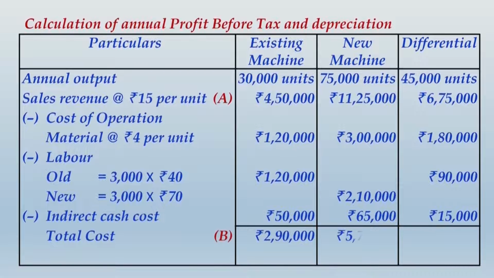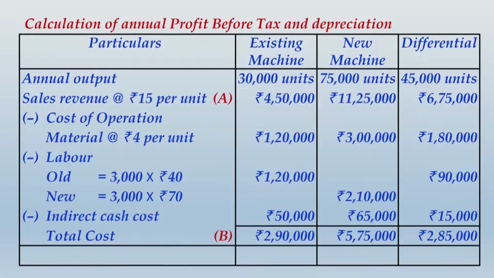So the total cost and sales revenue, when you take the net, you get profit before depreciation and tax, that is 1,60,000 for existing, 5,50,000 for the new, and 3,90,000 as the incremental PBDT. So please write up this entire working and then I take you ahead.